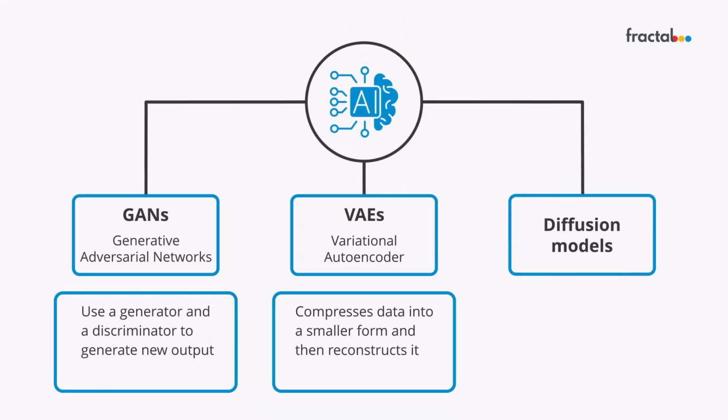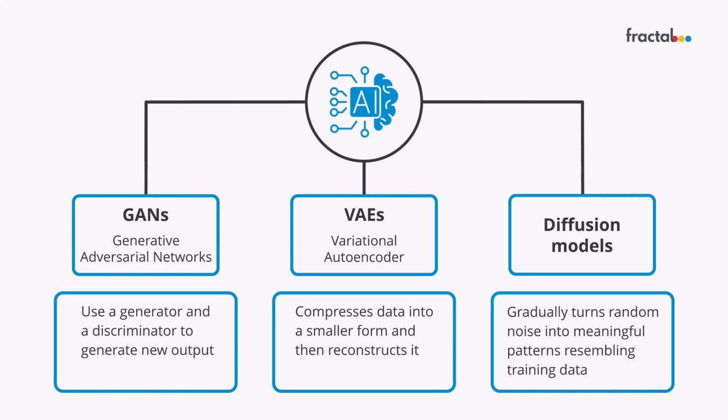A newer type of generative model is the diffusion model. These models start with random noise and gradually turn it into meaningful patterns that look like the training data. This is like watching a photo develop in a dark room where an unclear image slowly becomes clear. Diffusion models are known for creating detailed and high-quality images, though they need a lot of computing power.